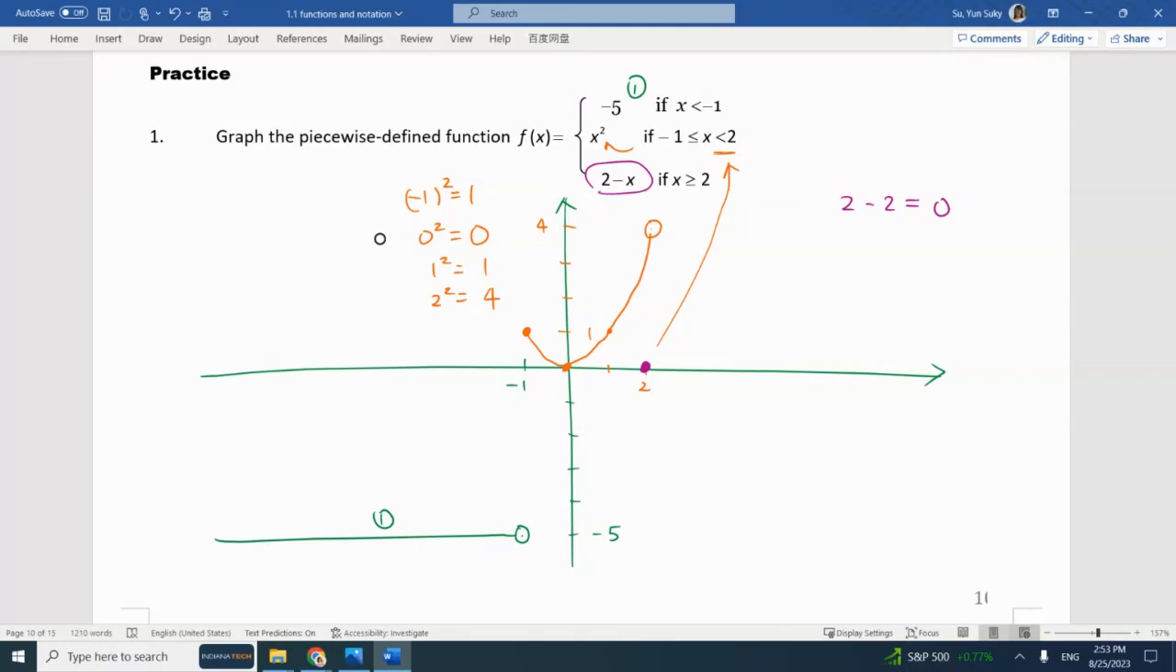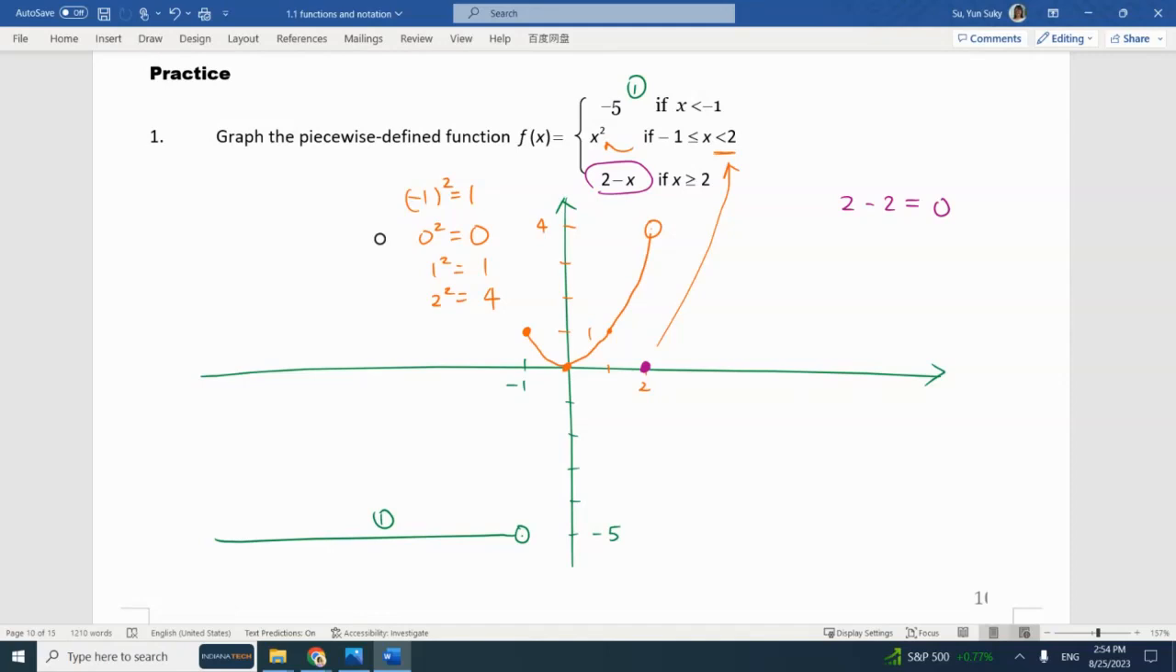Solid. Yes. And 2 minus x, what's the power of x? What's the degree of this? 1. So it's a linear function, right? So it is a line. How many points can fix a line? 2 points. We need 1 more point.